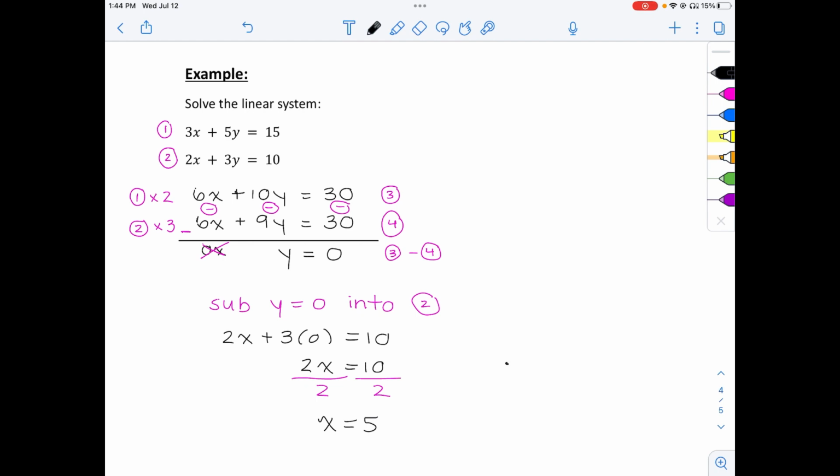And then, as always, my final step is just to state my point of intersection as a coordinate, making sure that I'm writing it with my x coordinate first and then my y coordinate. Okay, so again, in this example, we found the y coordinate first, but that doesn't mean we write it first in the point of intersection. We always write the x coordinate first. So 5, 0, and that is your solution for that example.